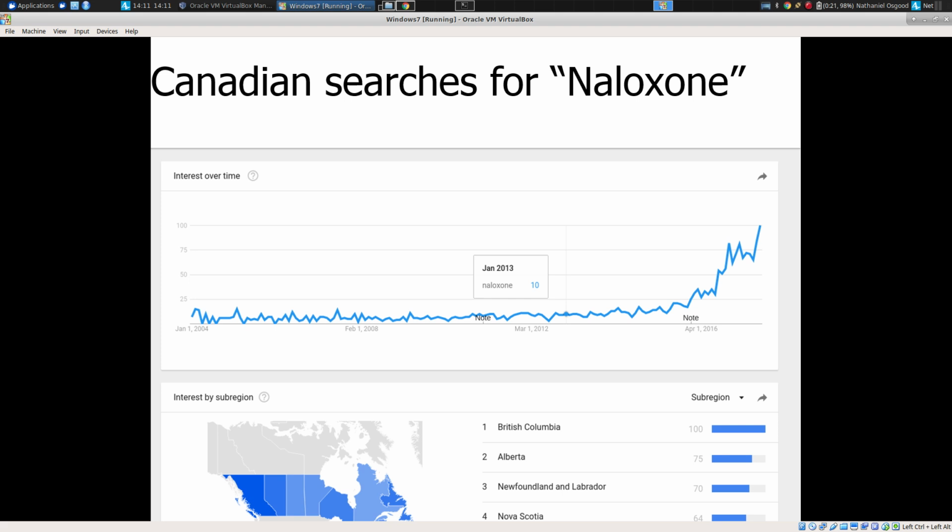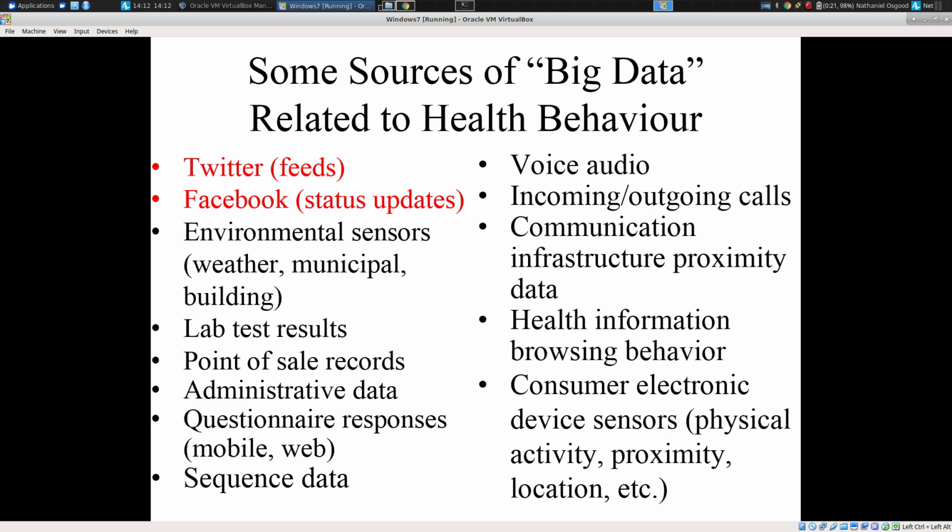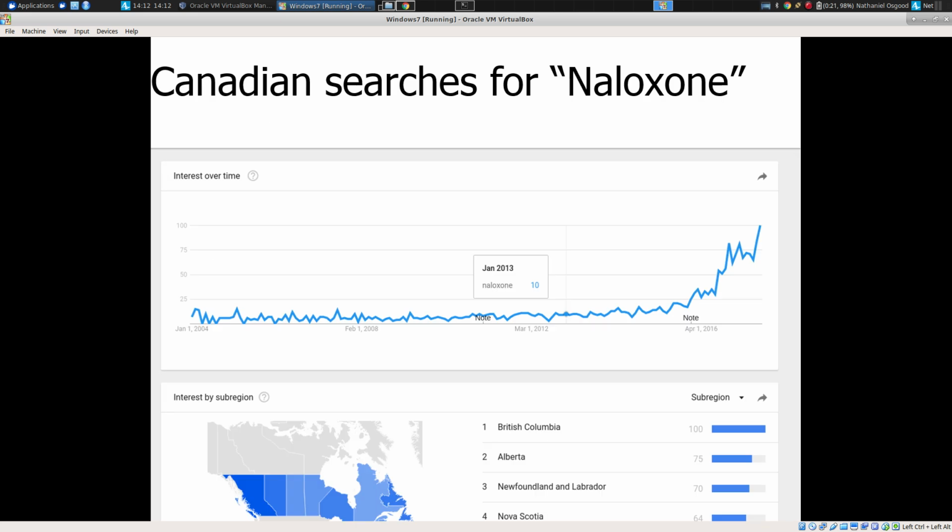pre-awareness indication. These are Canadian searches for naloxone, the opioid antagonist, used amongst other things to intervene in drug overdoses. And you see here writ large issues of concern for opioid-related emergencies as they play out over a period of many, many years.